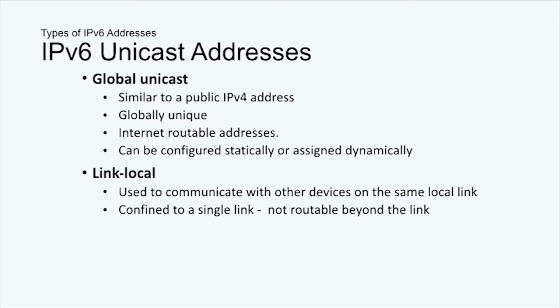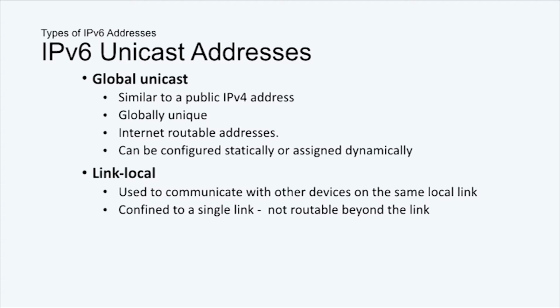A global unicast address is similar to a public IPv4 address in the respect that it's globally unique. It's never repeated again. Like a public IPv4 address, it's perfectly routable across the internet. Like an IPv4 address, it can be configured statically by us or dynamically via DHCP or other technical configuration.